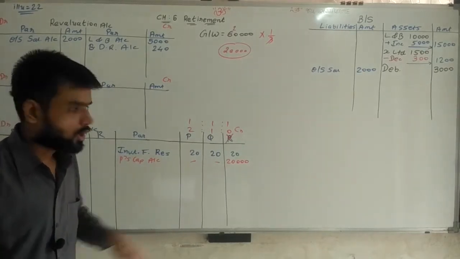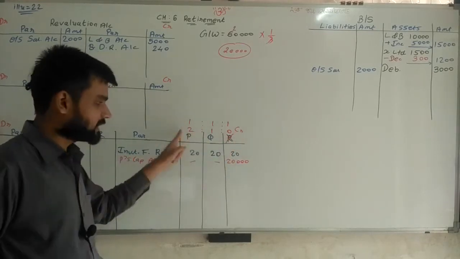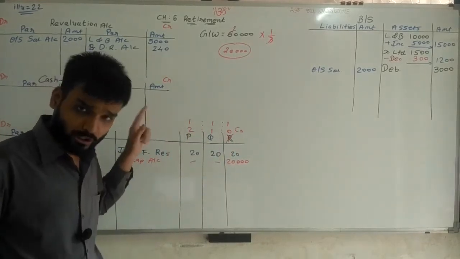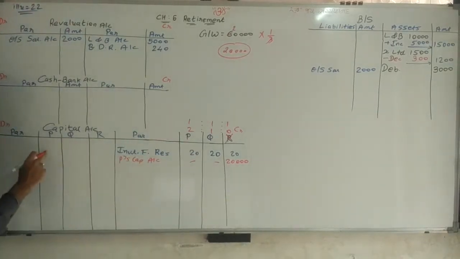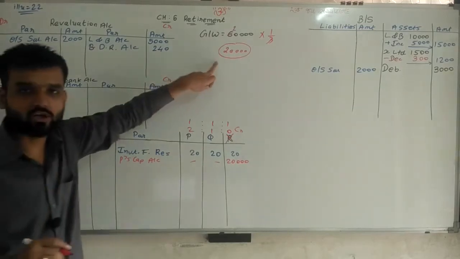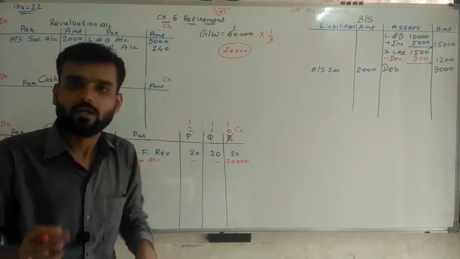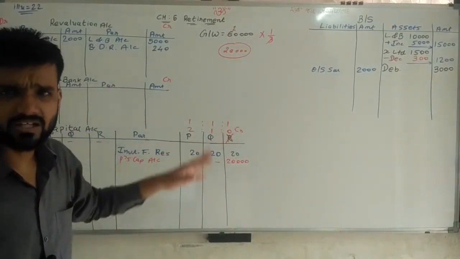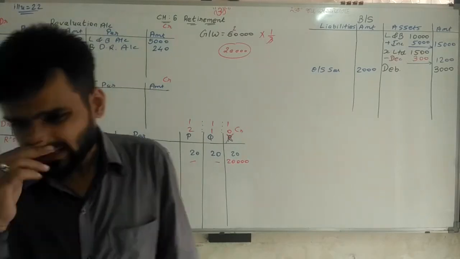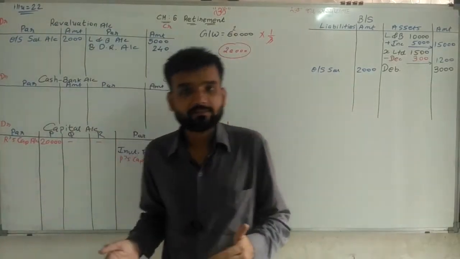Because whatever is sacrificed by R is gained by P. So gained by P, the gaining person's account is debited. So P's account debit, 20,000 rupees, and R's capital account credit. You can write a journal entry also, P's capital account debit to R's capital account, and then ledger posting of it. You can do it in this way also, but here we can clear it directly. So not doing that.